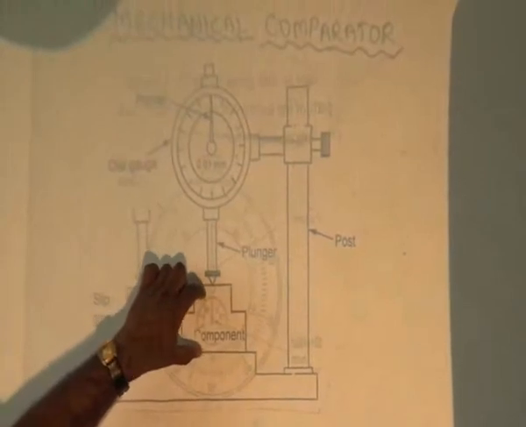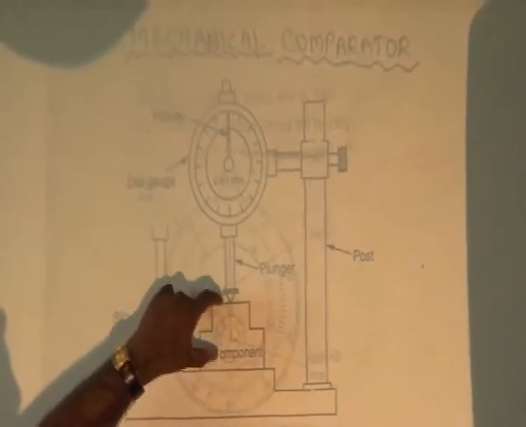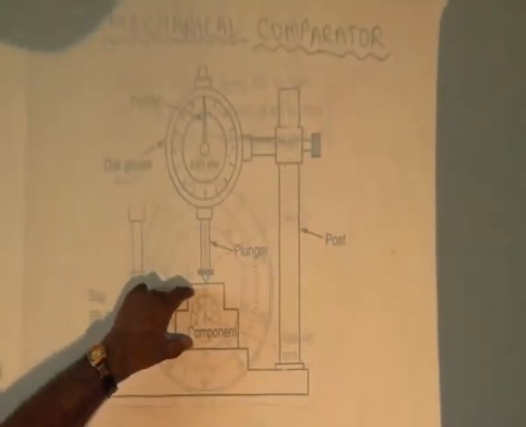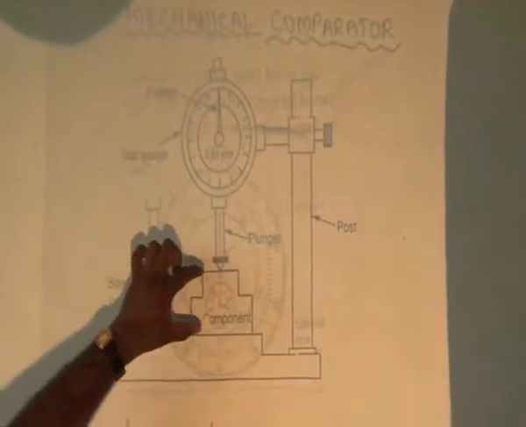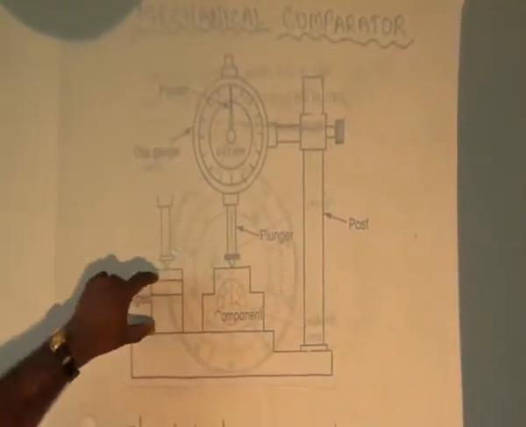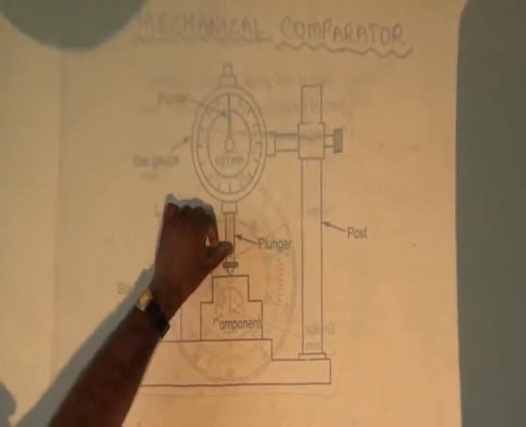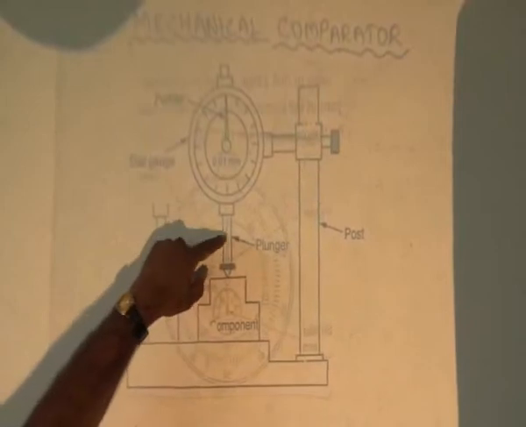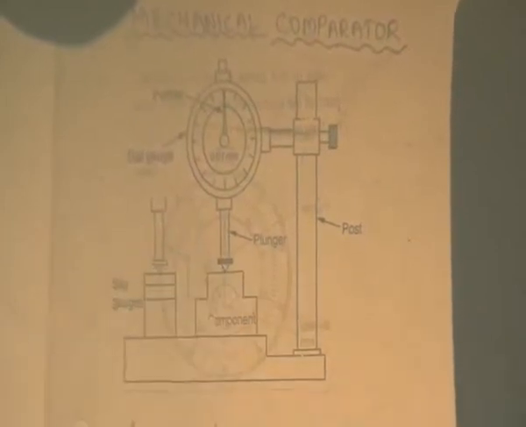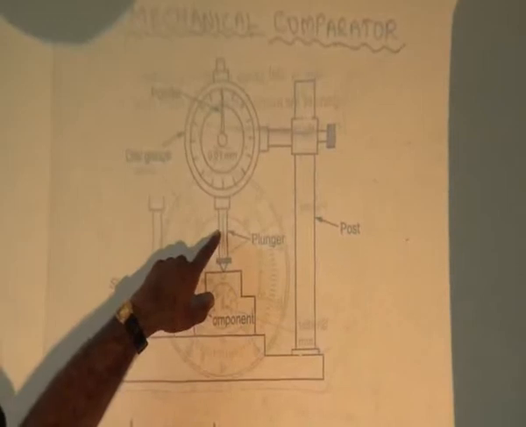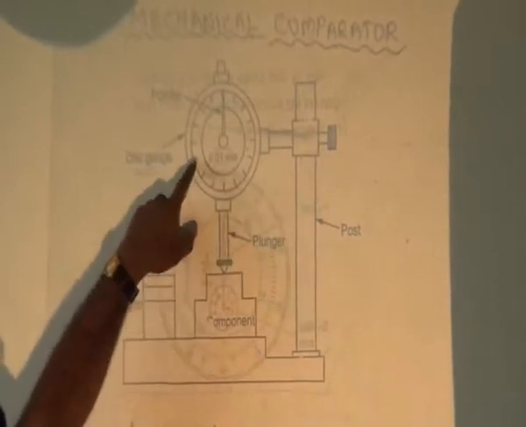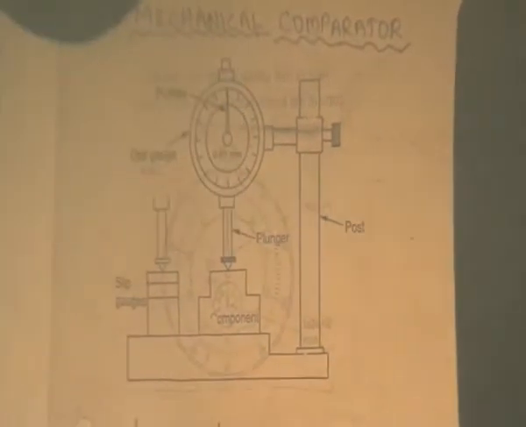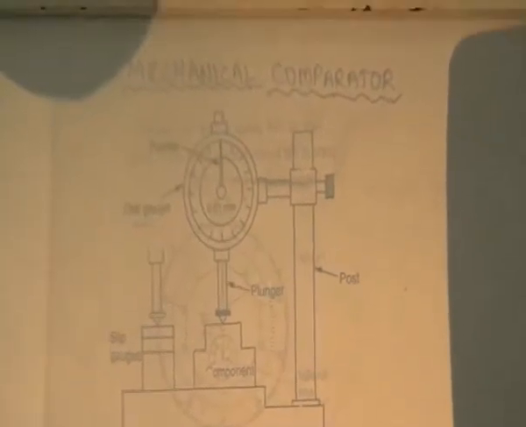Then, using the component, the plunger moves upward and then downward based on the variation in the component. Suppose the component height is more than the standard value, it means the plunger moves in the upward direction. Suppose the component is less than the standard value, it means the plunger moves in the downward direction. Due to that movement of the plunger upward and downward, it shows the value at the pointer on the dial gauge. So that is the main thing we use in the mechanical comparator.